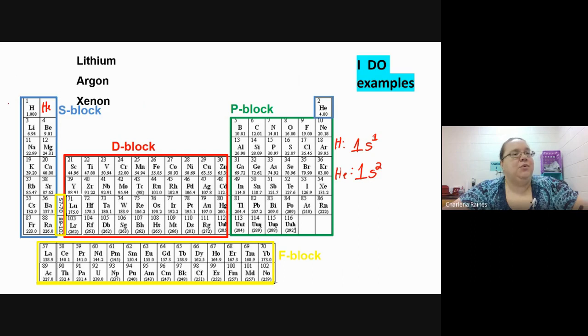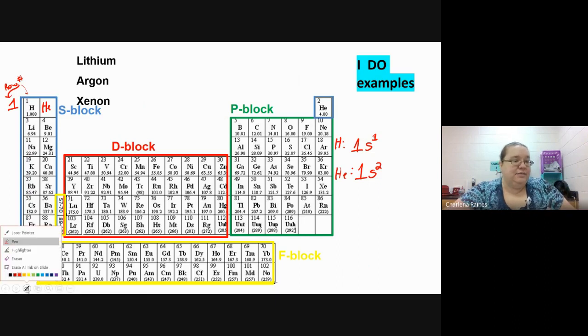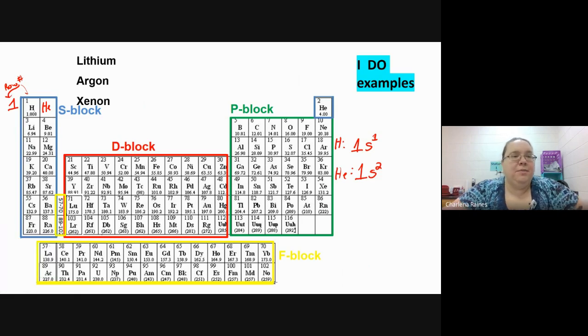So what I would do is write the row number and then the sublevel. My sublevel is my S, P, D, or F. And then I count the number of boxes that I have to color in to get to the next sublevel or the next period. So I'm going to use lithium as my next example. Lithium has 3 electrons. I know this because it is element number 3. So I'm going to try and fill in my cloud.